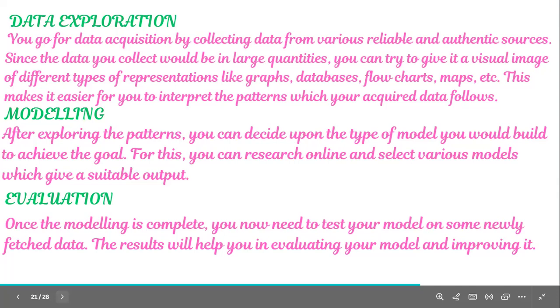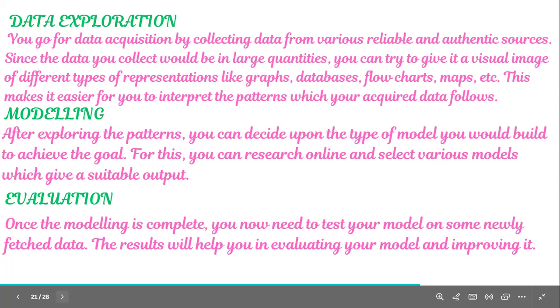For that solution, by using data acquisition, you had collected the data by using different data sources. In data exploration, you had given some patterns to the acquired data by using different data visualization tools. And in modeling, you are going to design a model for that. Means you are coming with a solution, so we are going to design a model for your solution, right? To design that, you will have various different models that we are going to see in upcoming sessions.